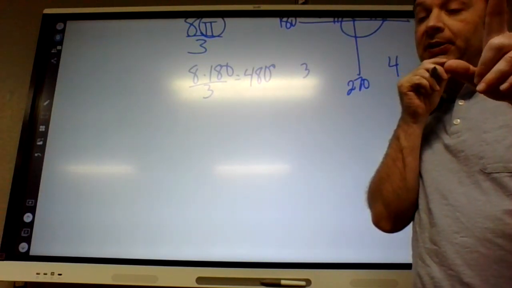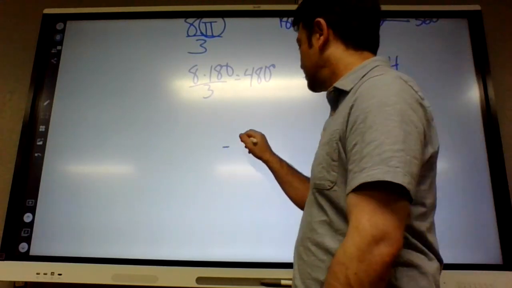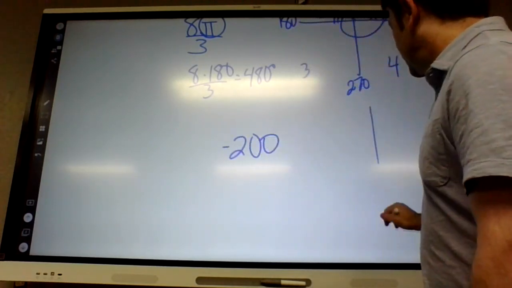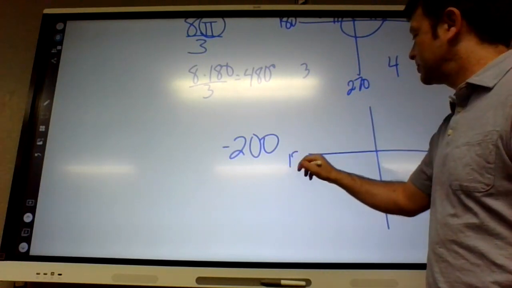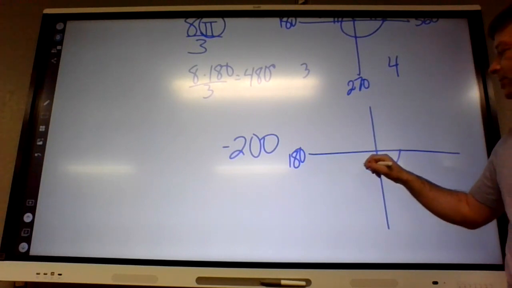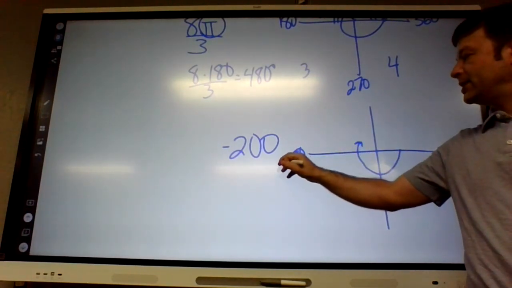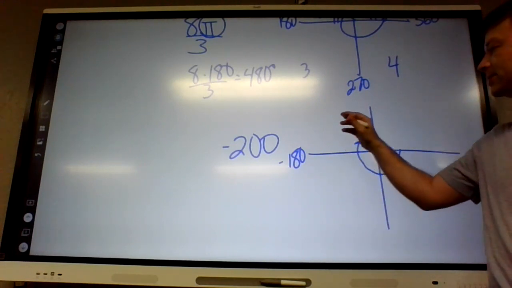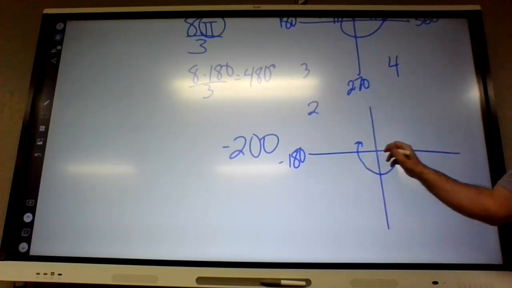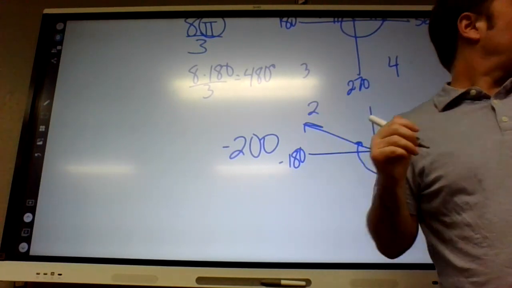Okay, on 14, I do want to look at that one, negative 10 pi over 9. Let's see, that would be negative 200 degrees. So if it's negative 200, where is that going to be? Backwards. We're going backwards. So what quadrant would it end up in? 2. Yeah, 180 and negative 180 are kind of the same thing. So it does end up in the second quadrant again, just 20 degrees past. All right, we're almost done.